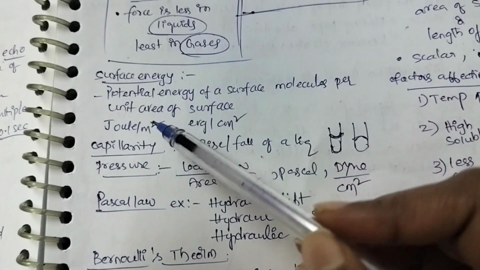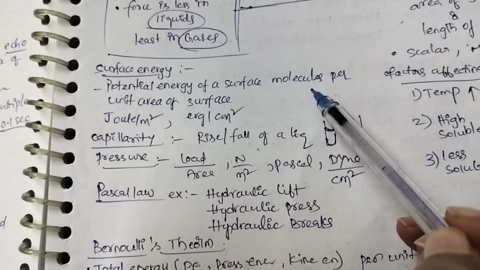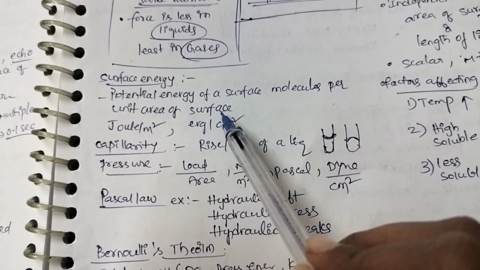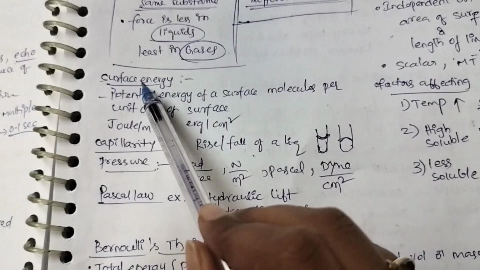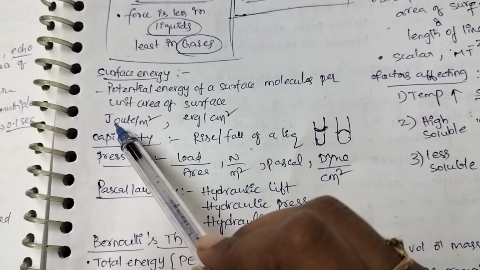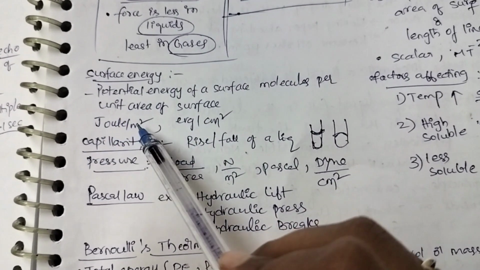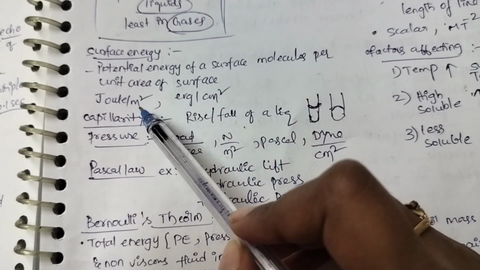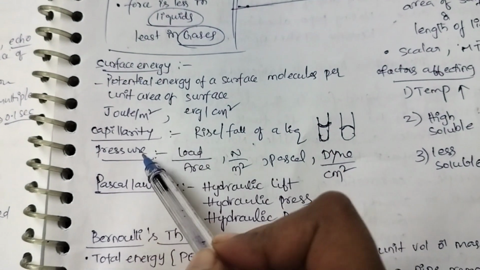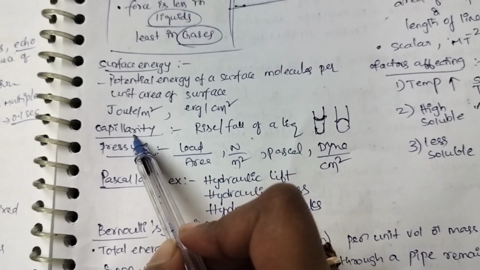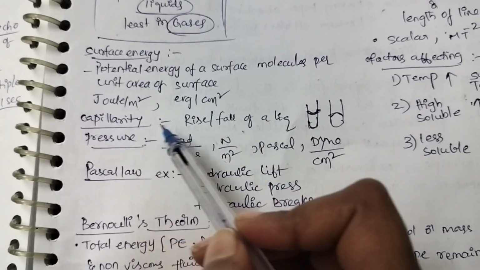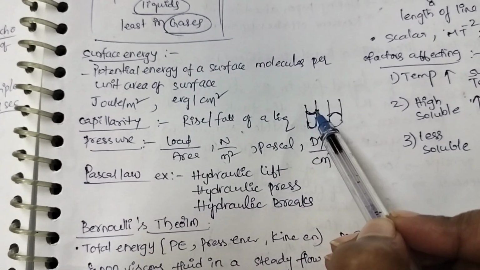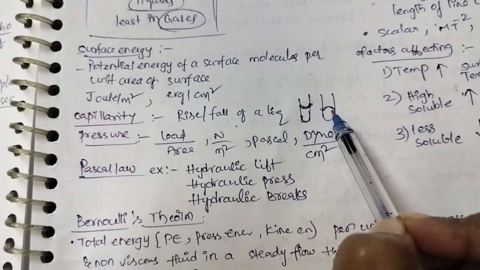Surface energy is defined as the potential energy of a surface molecule per unit area of surface. This is very important. Units are frequently asked in the exams. Unit of surface energy is joule per meter square. And next term is capillarity. We can define capillarity as the rise or fall of a liquid. This is capillary rise and this is capillary fall.